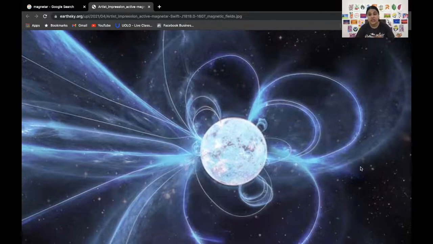Now, if you're comparing it to the Earth, then the magnetar's magnetic force is about 1 trillion times stronger than the Earth. So think about the force that's there. Now, magnetars are hence very intense, in terms of stars. They are not very subtle or simple or smooth in general.